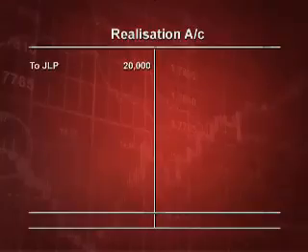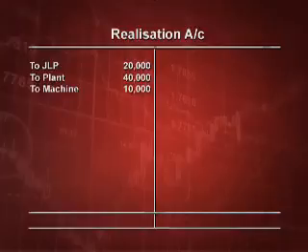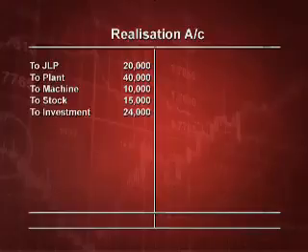To joint life policy 20,000, to plant 40,000, to machine 10,000, to stock 15,000, and to investment 24,000. All the assets are transferred. Now the second step is to transfer the liabilities on the credit side.